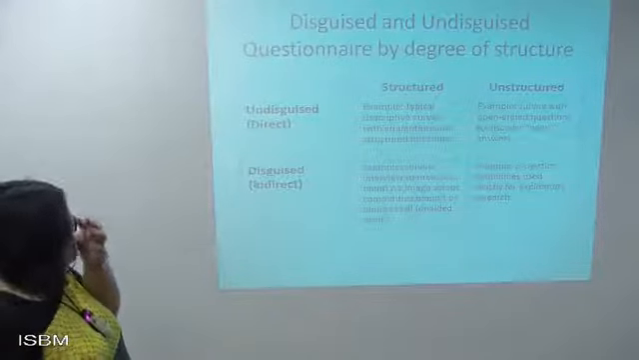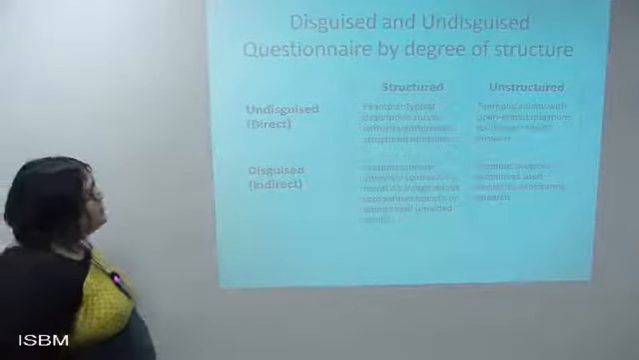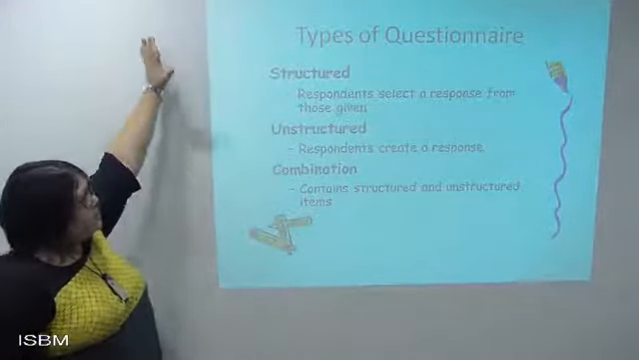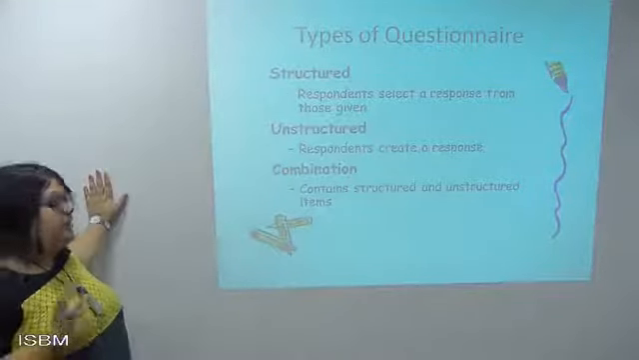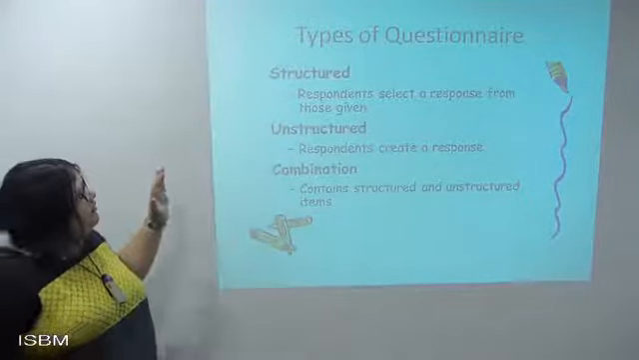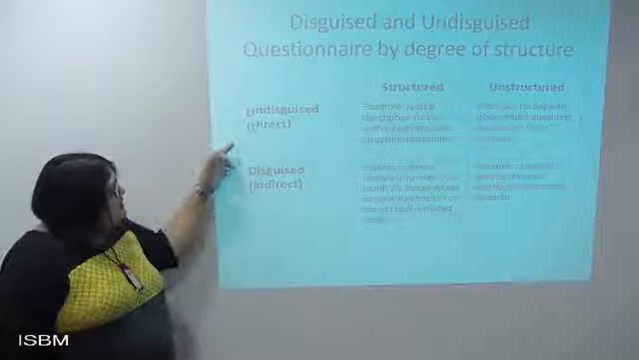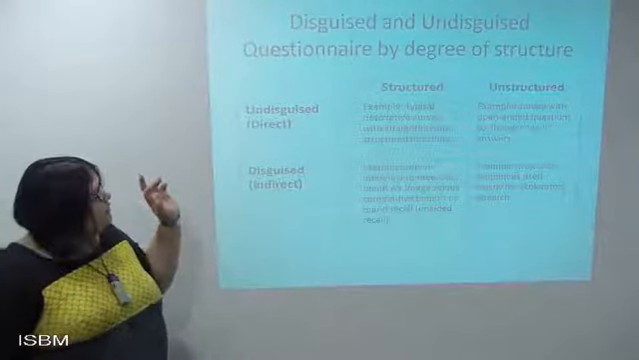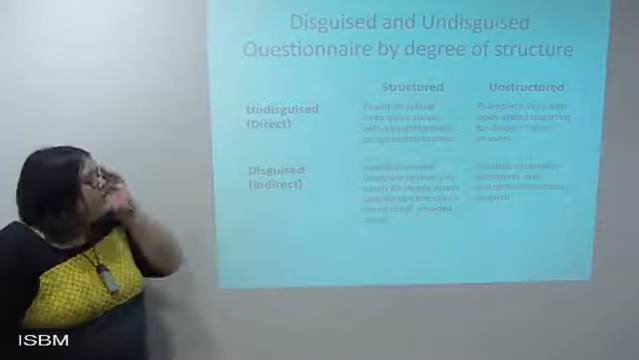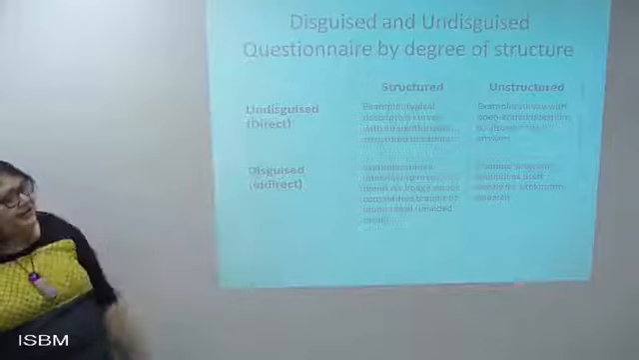The next we come to is disguised and undisguised questions by degree of structure. Now what is the structure? The structure can be properly structured, where responses are given only through the selected responses which the interviewer provides, unstructured responses, or a combination of both. So what happens in an undisguised questionnaire? The direct method is employed here. So typically in a structured survey, the typical descriptive survey with straightforward structured questions is usually asked in undisguised form.